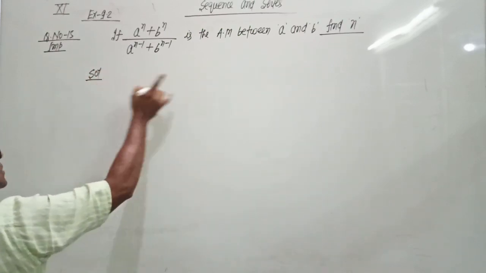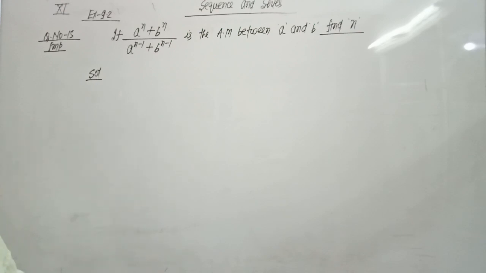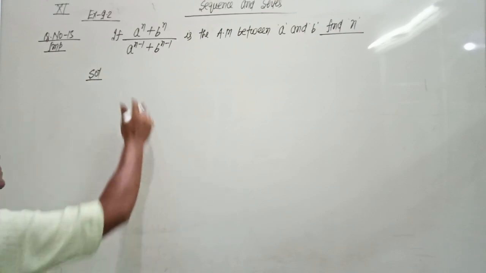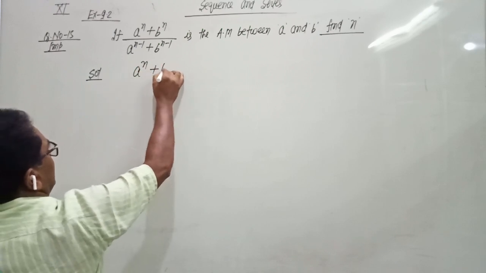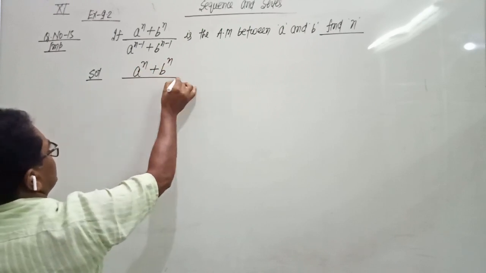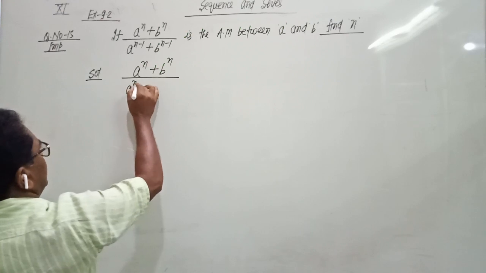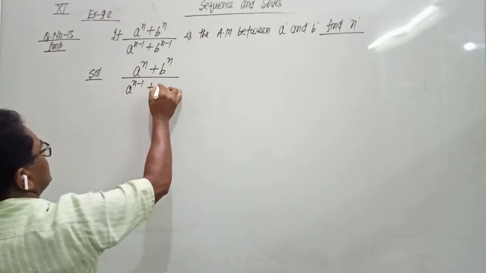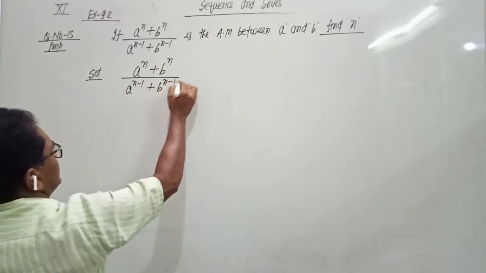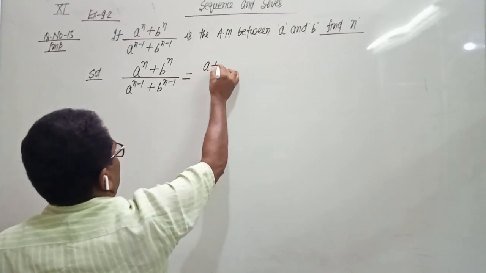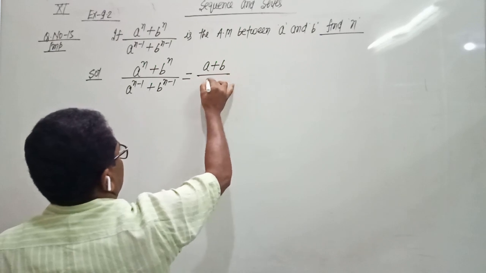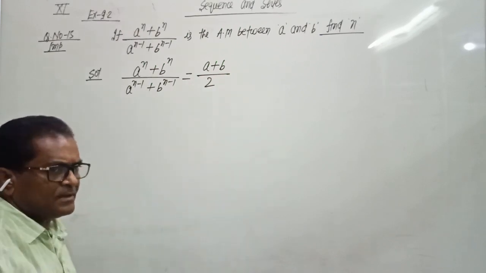Arithmetic mean between two numbers a and b is given by (a plus b) by 2. According to the question, (a^n plus b^n) upon (a^(n minus 1) plus b^(n minus 1)) is equal to the arithmetic mean between two numbers a and b.